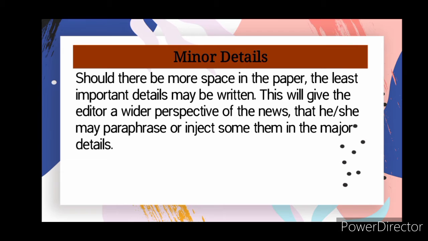So if we have the major details, of course, we have the minor details. This is the last part of the news. Minor details: should there be more space in the paper, the least important details may be written. This will give the editor a wider perspective of the news, that he or she may paraphrase or inject some of them in the major details. So the major details explain and develop the main idea, while the minor details help make the major details clear.